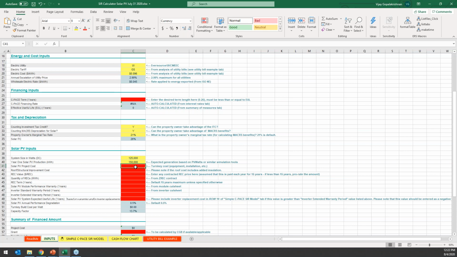The solar PV project cost is about $300,000. There is no roof structural improvement cost as part of this project. Next is the REC value and the quantity of RECs.